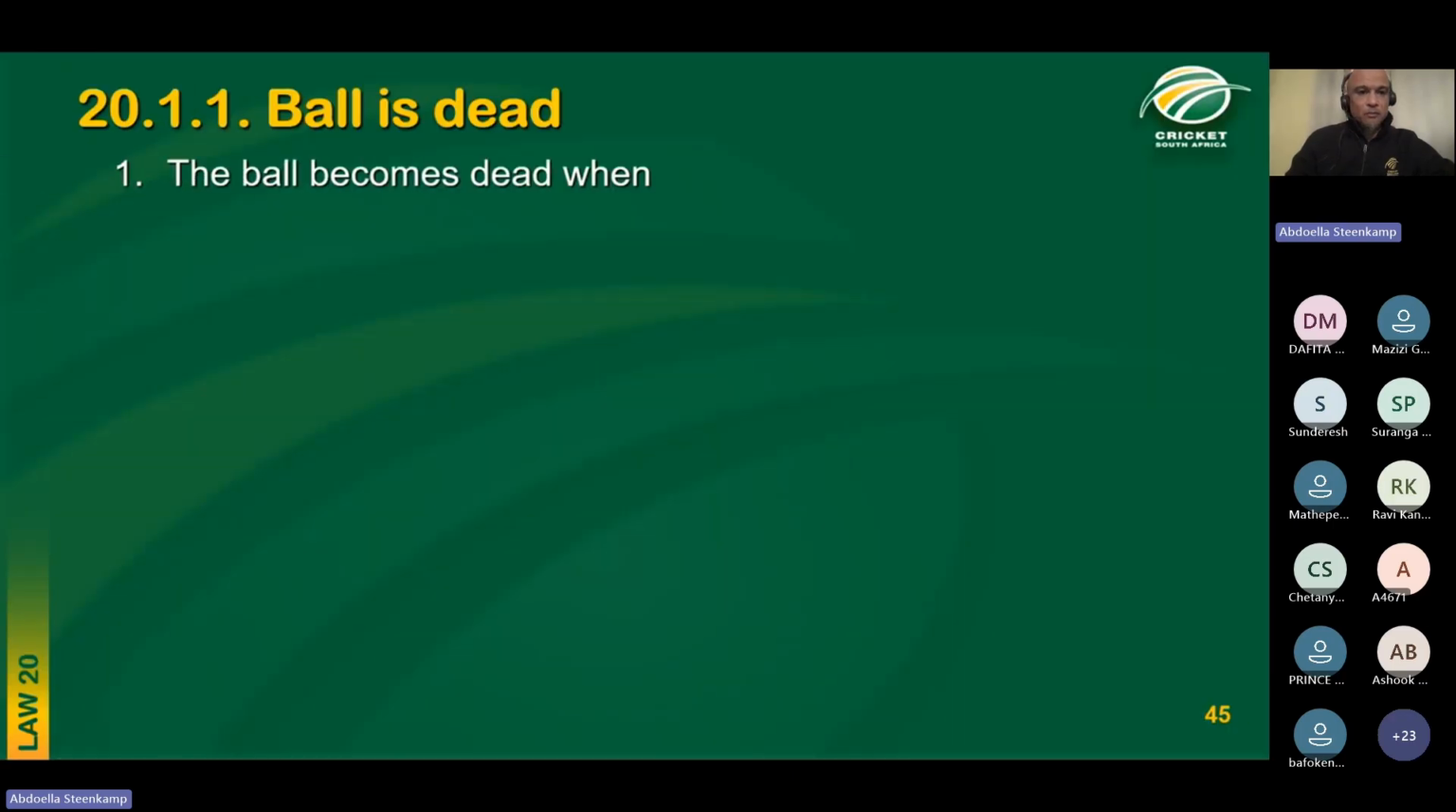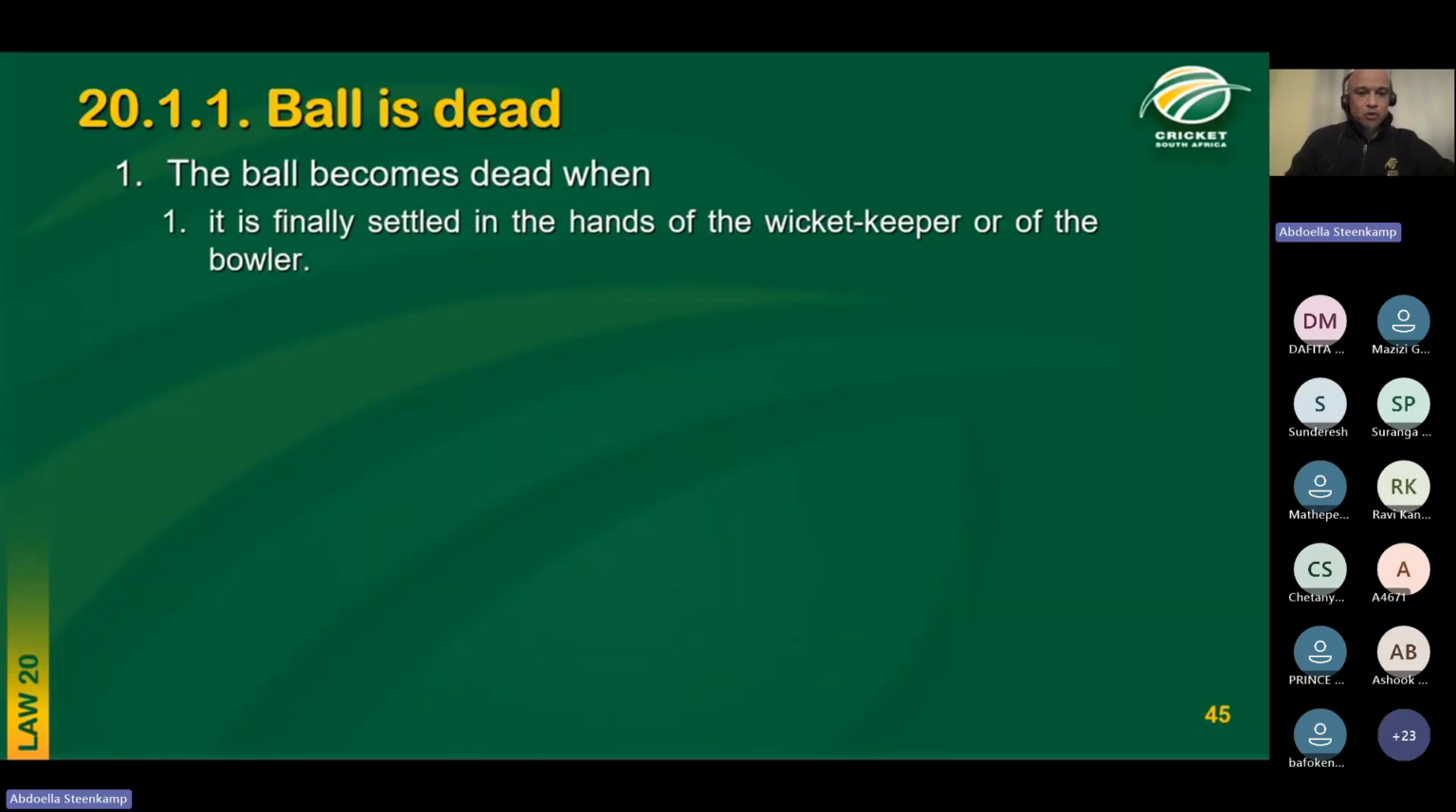When it comes to dead ball, I'm just going to focus on 3 examples when the ball automatically becomes dead. The ball automatically becomes dead when it finally settles in the hands of the wicketkeeper or the bowler. Ball automatically becomes dead when a boundary is scored, and when a batter is dismissed. There are 8 ways a ball automatically becomes dead. There are 14 ways where the umpire needs to call and signal dead ball, but I'm just going to focus on these 3.